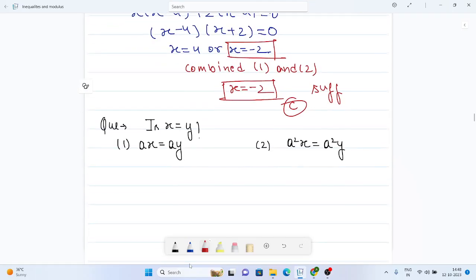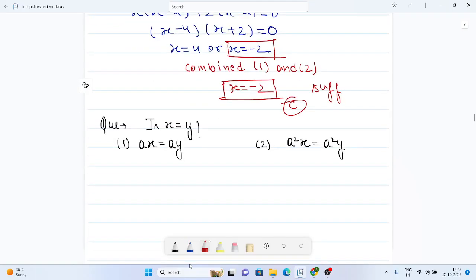Now come on to another question. He says, is x greater than y, or x equal to y? So here we have to find whether x equal to y, meaning we have to tell whether these two conditions are sufficient, insufficient, or alone insufficient to prove this thing.